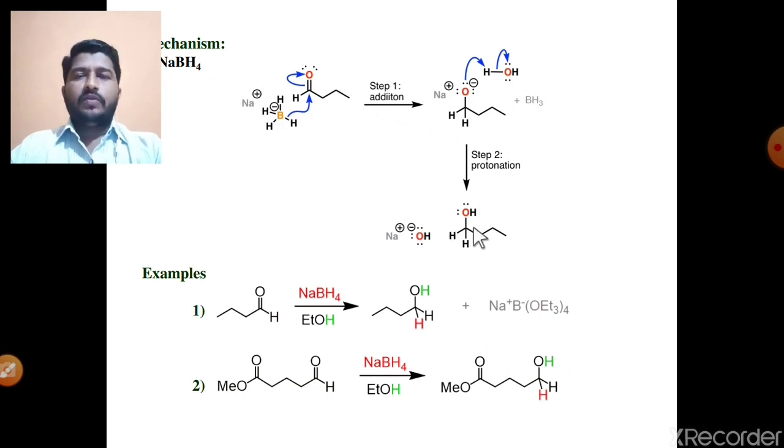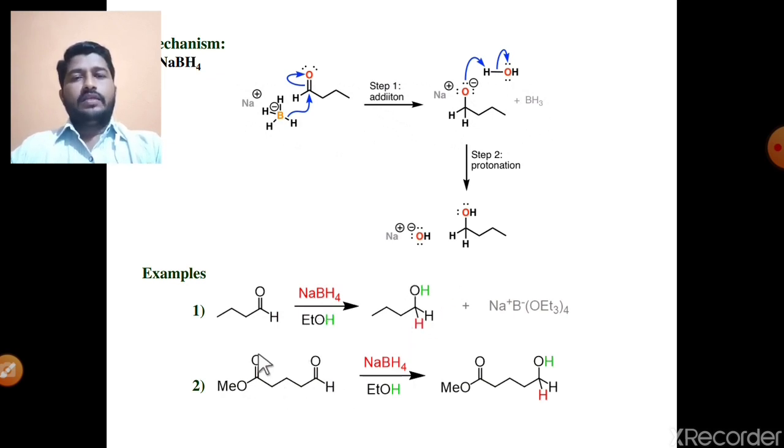Similar to lithium aluminum hydride, 1 mole of sodium borohydride converts 4 moles of carbonyl compound to the corresponding alcohol, which means 4 moles of carbonyl compound in the presence of only 1 mole of sodium borohydride give 4 moles of the corresponding alcohol. See, these are the examples. This aldehyde group in the presence of sodium borohydride gives its corresponding alcohol.